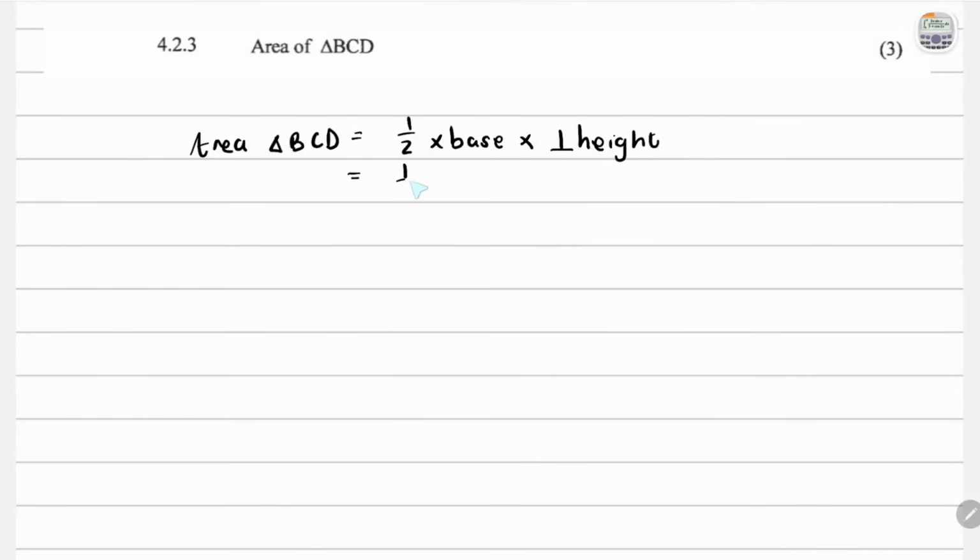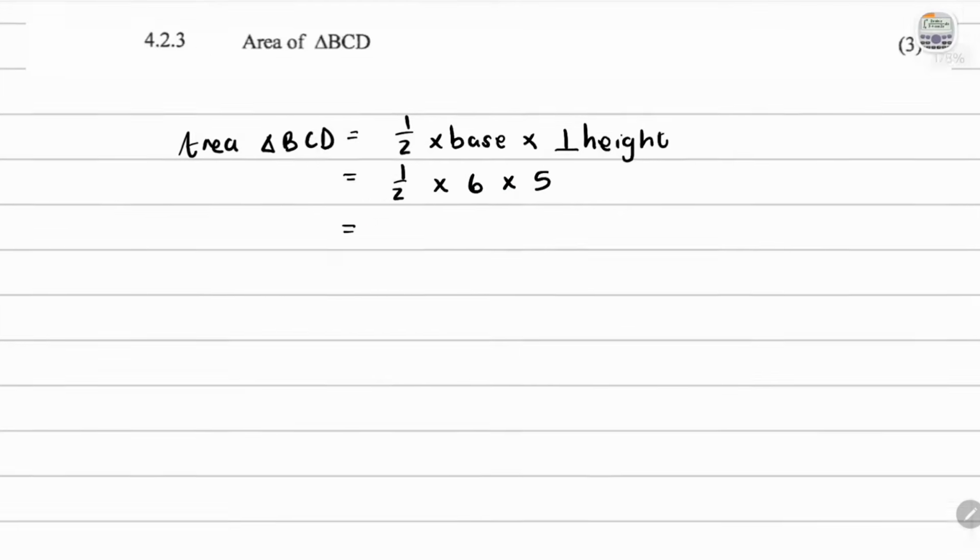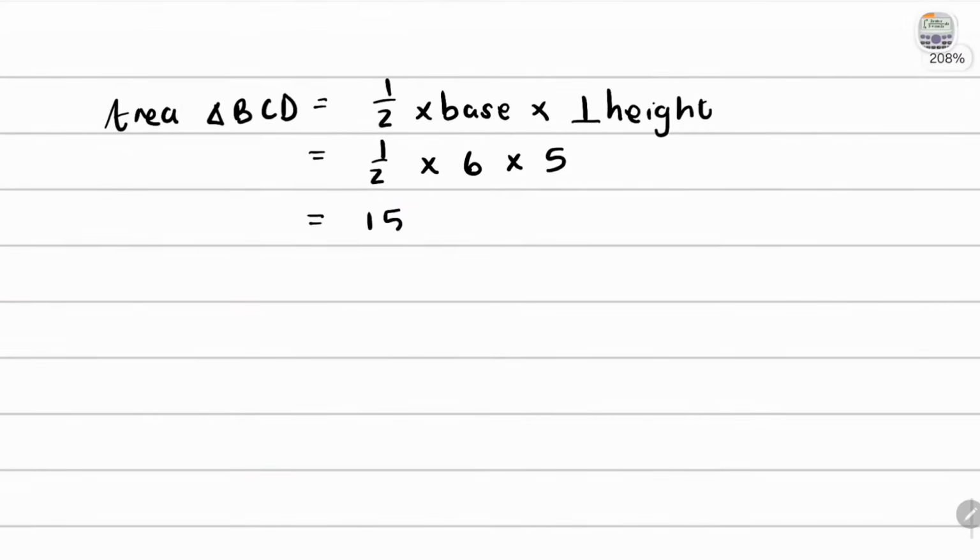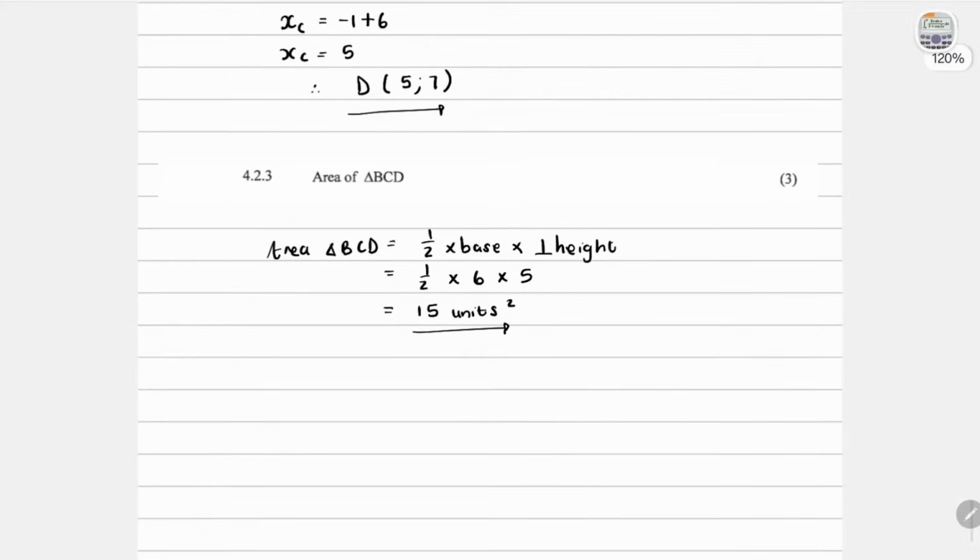So this is equal to a half multiplied by the base of 6 units and the height of 5 units. So 6 times 5 is 30, times a half is 15. So this is 15 square units, okay? Okay, 15 units squared. And that is the area of triangle BCD.